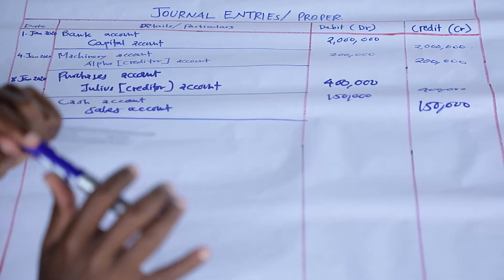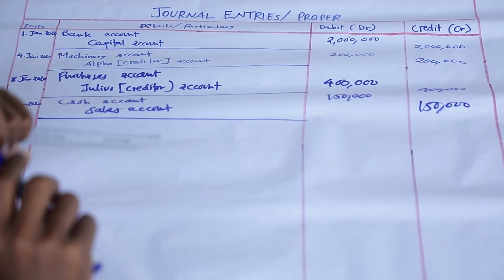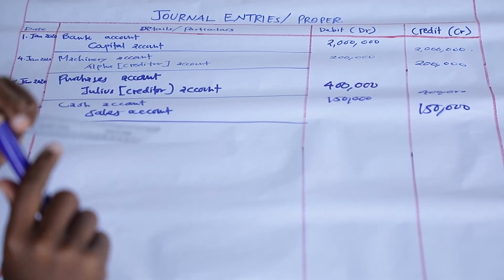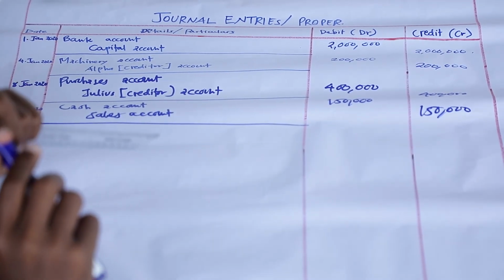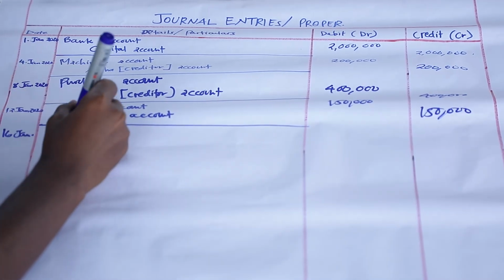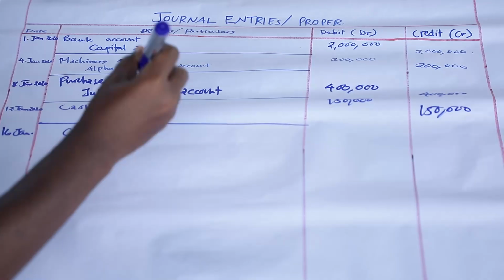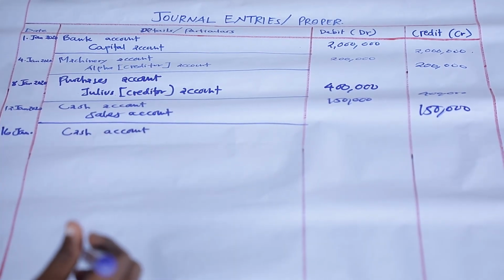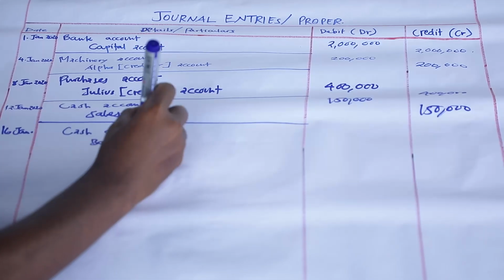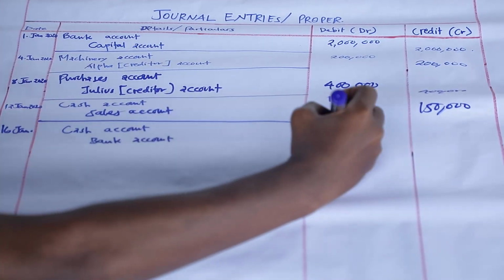So here we're going just to see the effect of the transaction, if it's an increase or a decrease. So we withdrew cash from bank, it means that the bank account has decreased by 200,000, while the cash account has increased by 200,000. So if the cash account has increased, we should debit the cash account, and we're going to credit the bank account because it has decreased, and the amount would be 200,000.